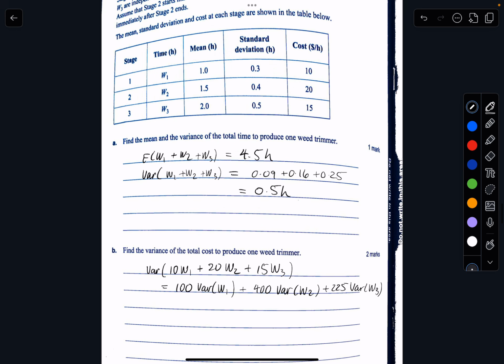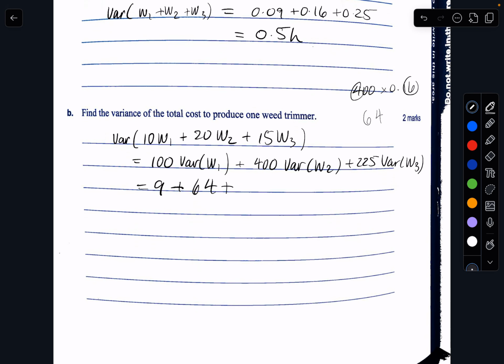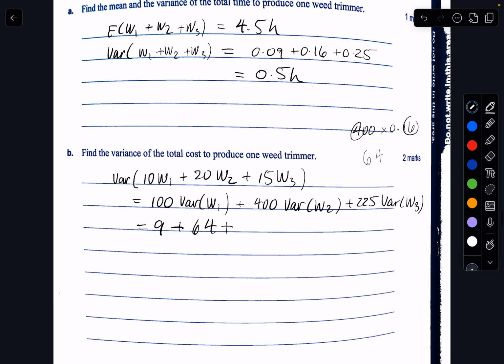Now 100 times the variance of W1 is 100 times 0.9, which is 0.09, plus 400 times 0.16. So what's that? 64. 16 times 4 is 64. And then, yeah, I think that's right. Plus 225 times 0.25, which is a quarter.